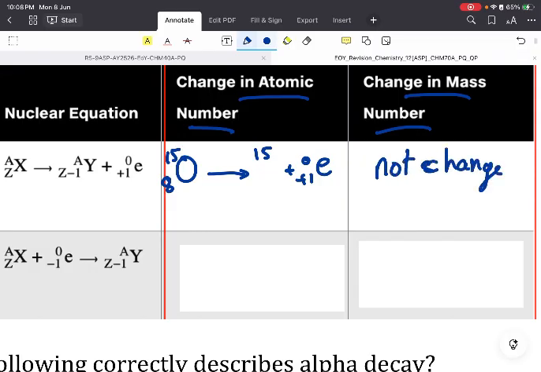Now for the atomic number, because here there's a plus 1, we need to decrease the atomic number by 1 and put it as 7. So like this, 7 plus 1 gives 8. So this is the nitrogen symbol. So the atomic number is going to decrease by 1. So this is how I can explain it as an example.